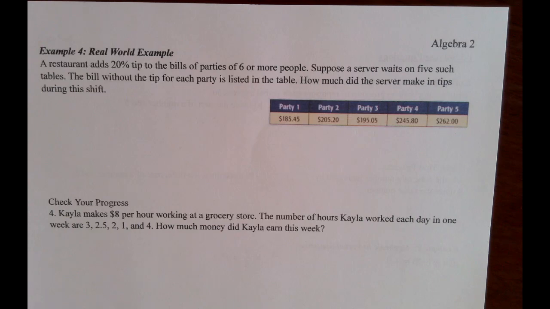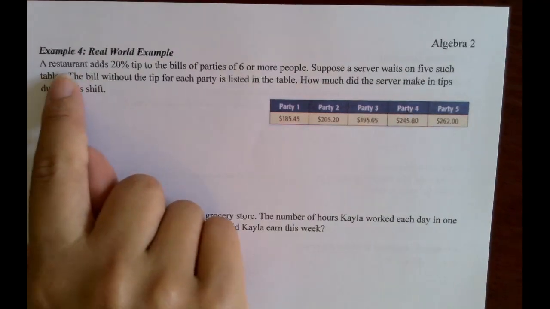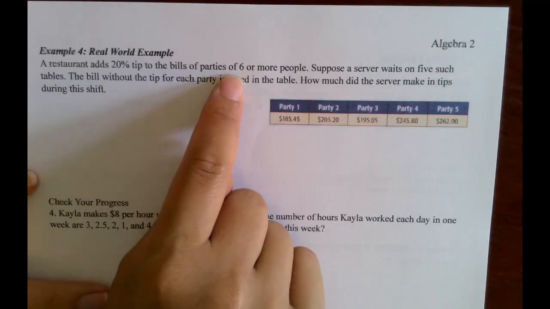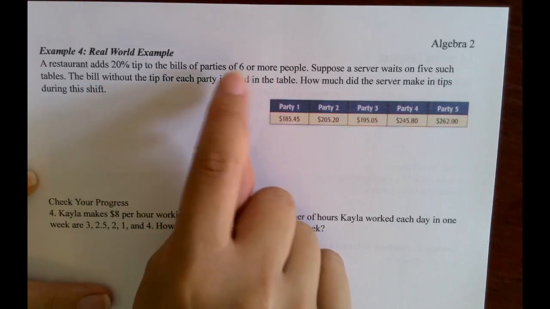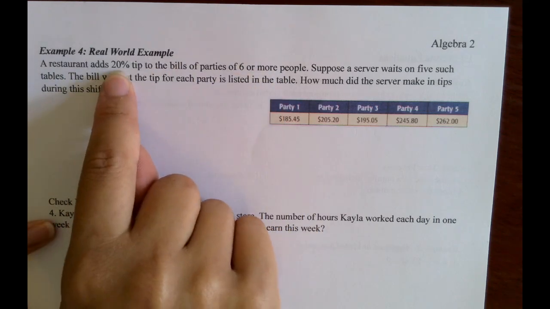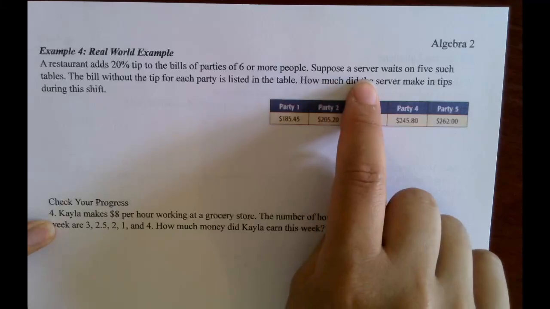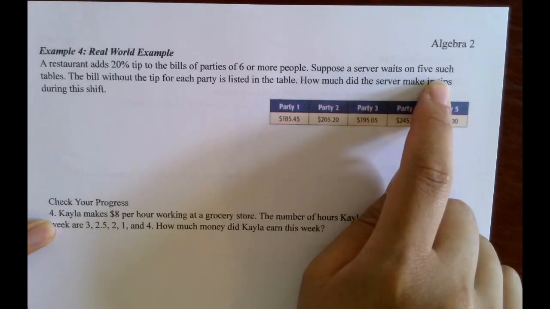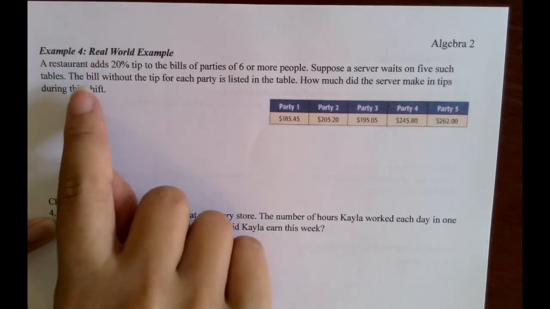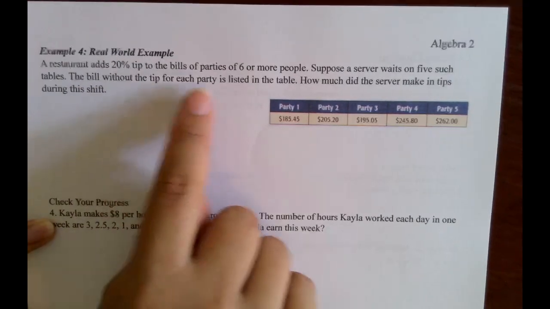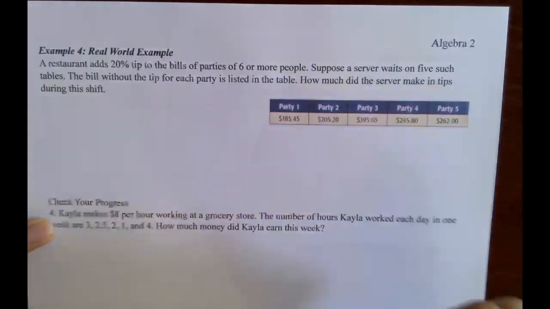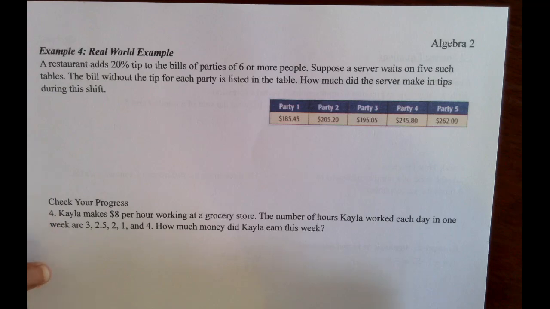Okay, so moving on to example 4. Here, a restaurant adds 20% tip to the bills of parties of 6 or more people. Okay, so whenever there's 6 or more people eating together, they're going to add a 20% tip. Okay? So suppose a server waits on 5 such tables. So there's 5 of these tables that have 6 or more people. Okay? The bill without the tip for each party is listed in the table here. Okay? We want to know how much did the server make in tips during this shift.